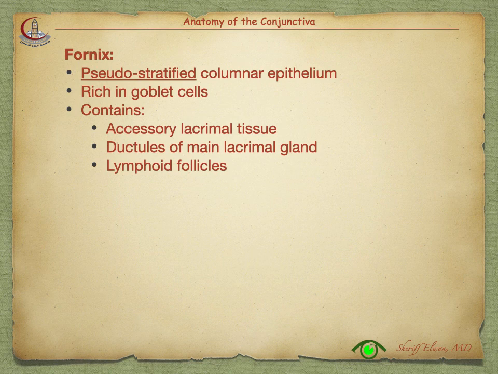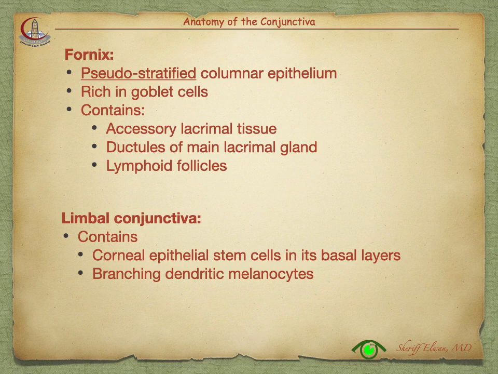Now the fornix. The fornix has pseudostratified columnar epithelium, meaning one layer but not actual stratification, not real multiple layers, but rather crowded cells that come side by side with the pseudo impression that one lies above the other. And here the conjunctiva is rich in goblet cells and contains accessory lacrimal glands, ductules of the main lacrimal gland, as well as lymphoid follicles. The limbal conjunctiva contains corneal epithelial stem cells in the basal layer with branching dendritic melanocytes.